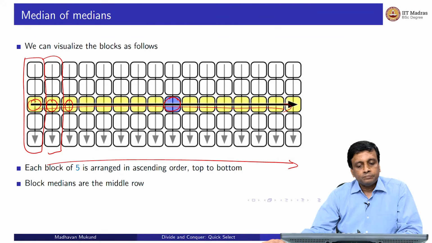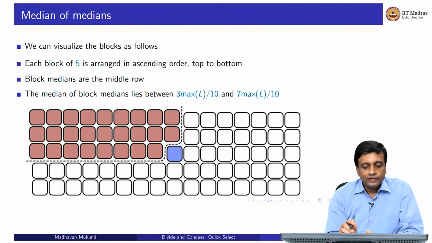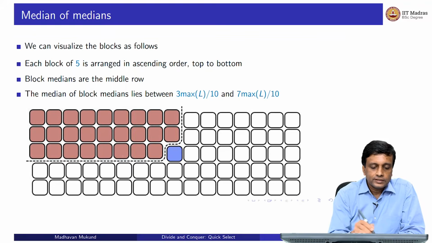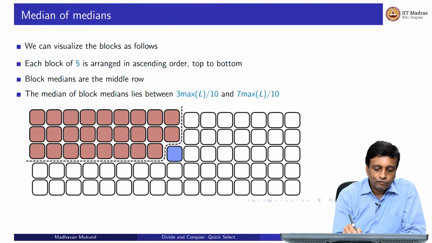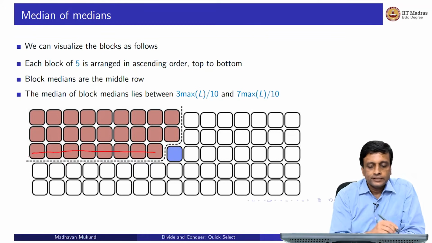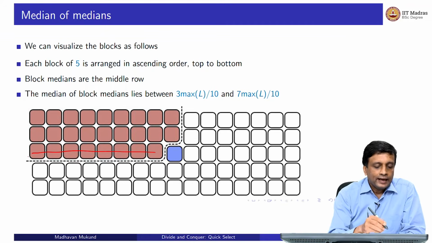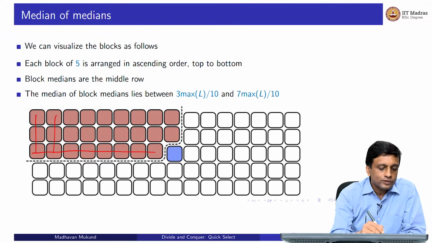So if you think about it, everything which is to the left of this, all these are our old medians, these are all smaller than the blue one. And within each of those blocks, everything which is above is also smaller.